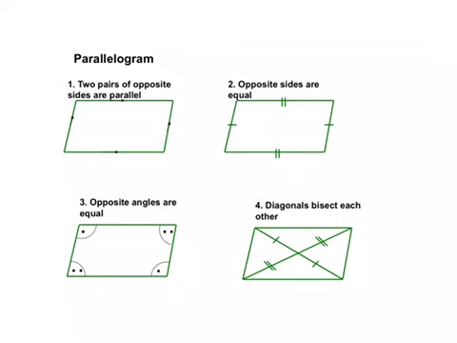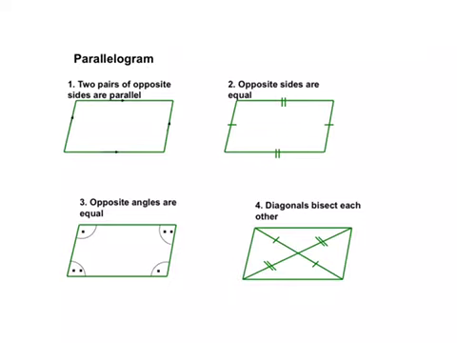A parallelogram looks kind of like a wonky rectangle. So firstly, you need to know that two pairs of opposite sides are parallel, meaning they are the same distance away from each other. They'll never meet. They'll never change their angle or their slope. They're going to stay the same. They are parallel to each other.